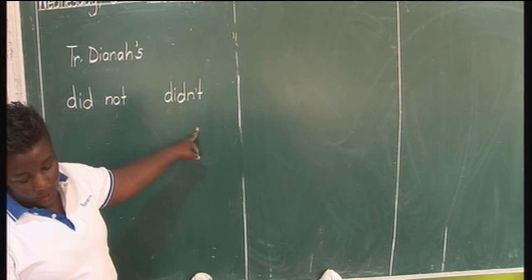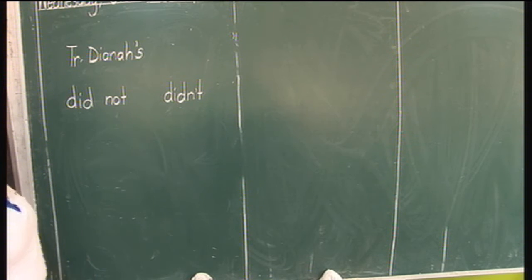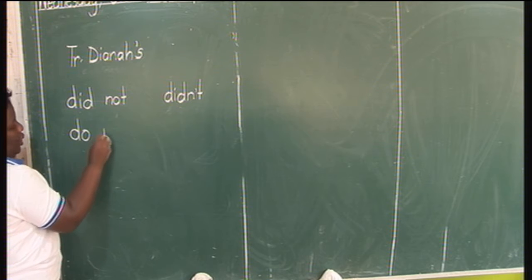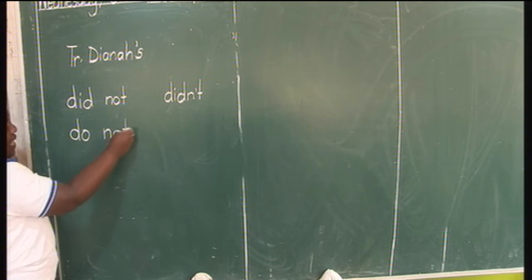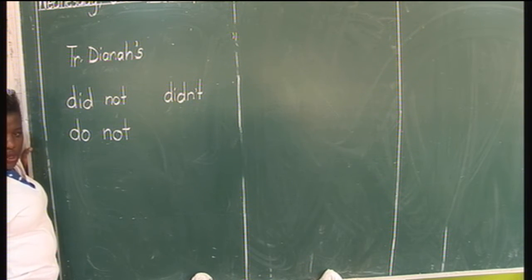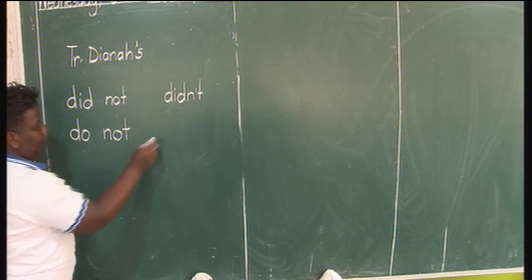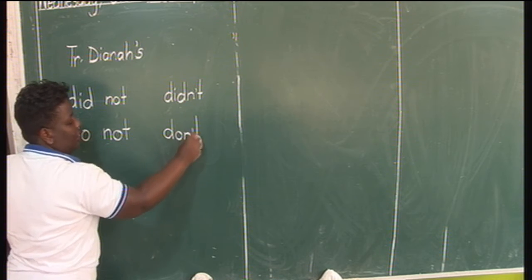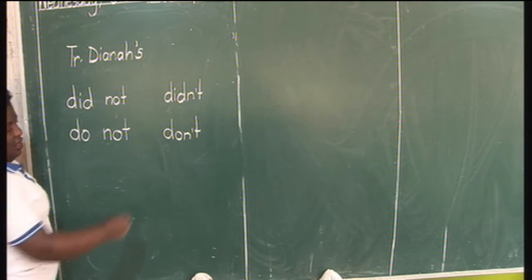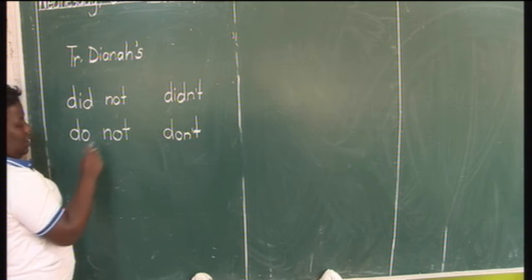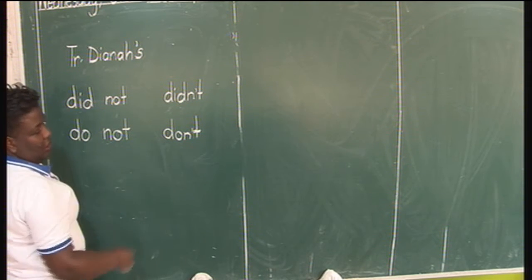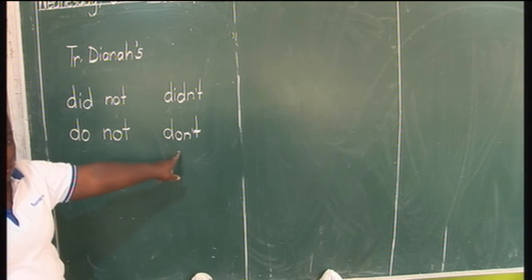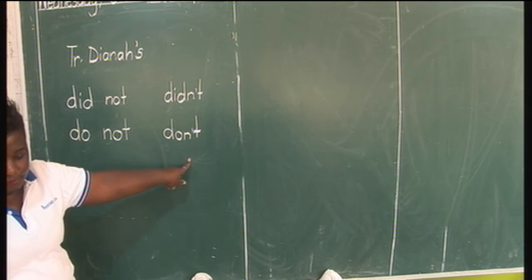Okay? We have do not. And the short form of do not is don't. Do not sit on that chair. Don't sit on that chair. So someone who says do not and someone who says don't, they all mean the same, only that this one used the full form and this one used a short form.